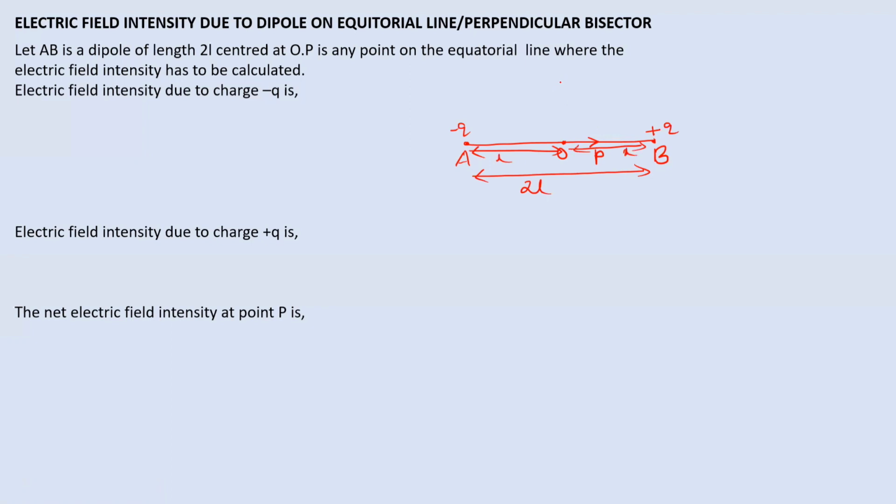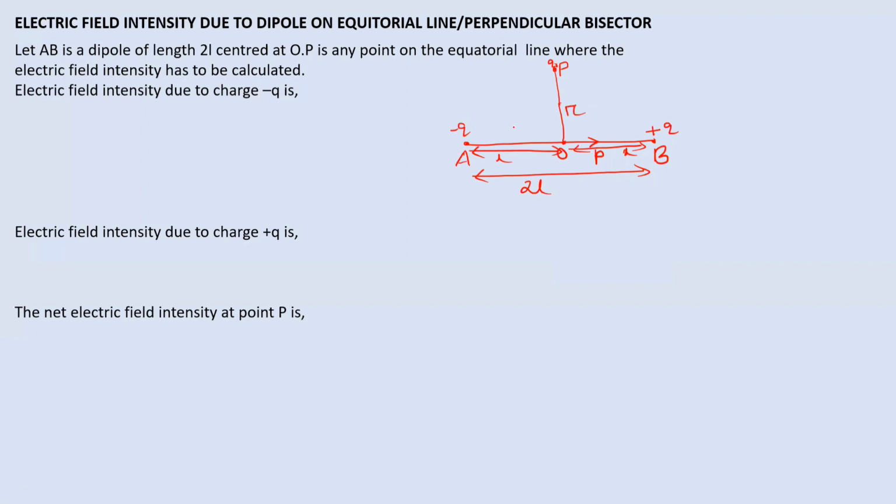Now, what we are asked is the electric field intensity due to a dipole on the equatorial line. So I'm drawing a line passing through the center, which is the equatorial line, and I'm considering a point P here. This is the point P on the equatorial line. We will place a test charge here and calculate the electric field intensity. And this distance, I'm considering it to be R, right?